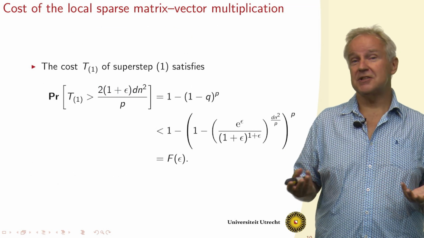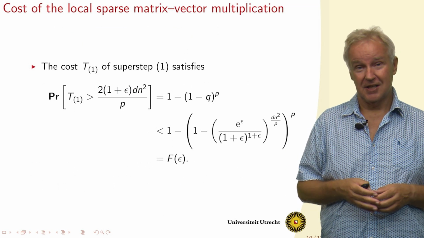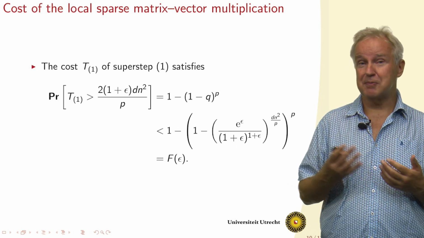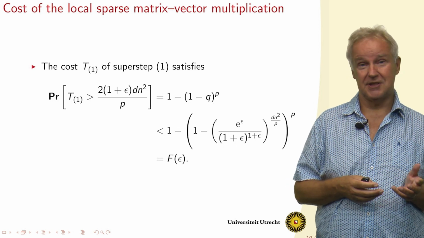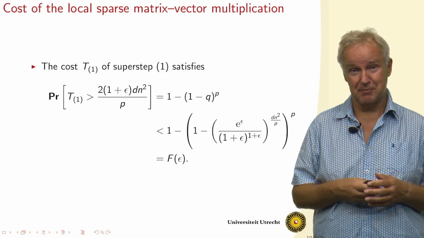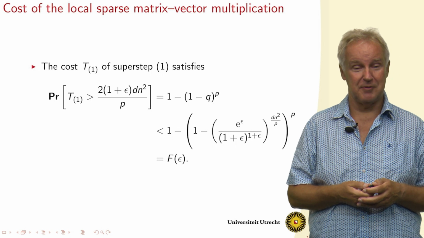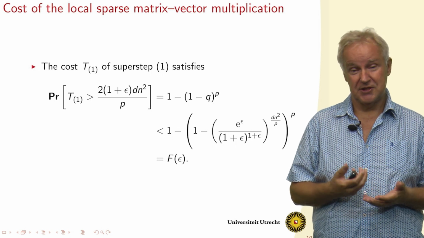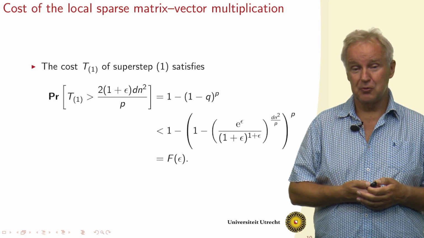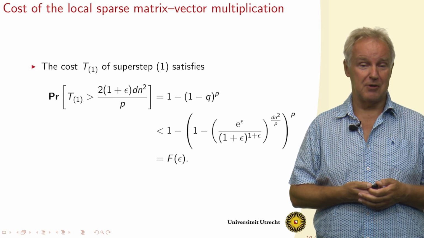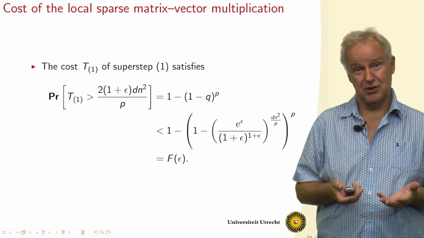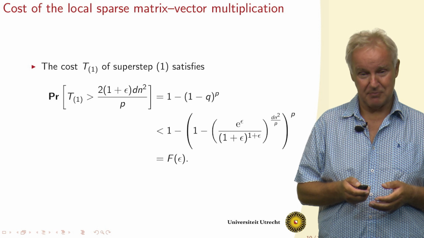OK, so this actually gives us a statement on the expected cost of the local sparse matrix vector multiplication, which is superstep 1 in our parallel sparse matrix vector multiplication algorithm. And there we see this expression appearing. Then for q, we substitute the Chernoff bound, and we get a function, obviously, of epsilon.